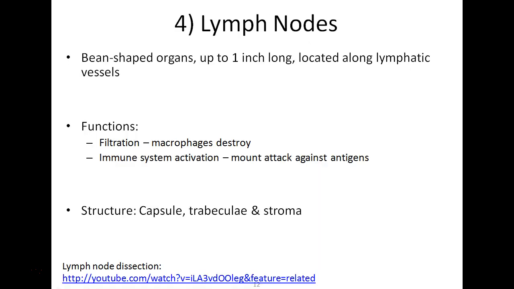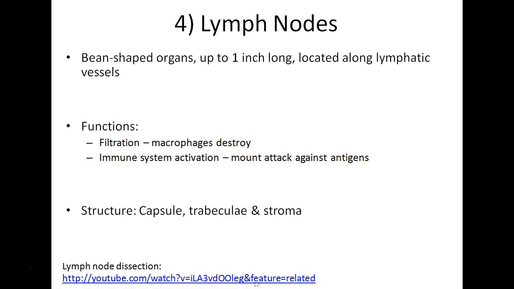Let's now turn our attention to lymph nodes. These are a primary organ of the lymphatic system. We call these sort of bean-shaped, up to about 1 inch long. And from a diagram, we can see that these are located along the lymphatic vessels. Their function is for filtration. They contain macrophages that help destroy any type of cellular or foreign pathogenic debris. Also, we're going to have an immune system activation. Here in these lymph nodes, we can mount an attack against any foreign antigens.